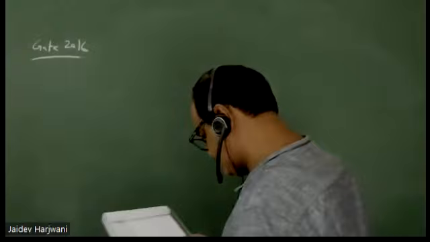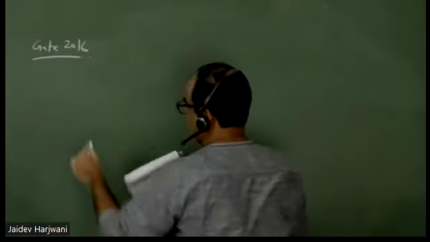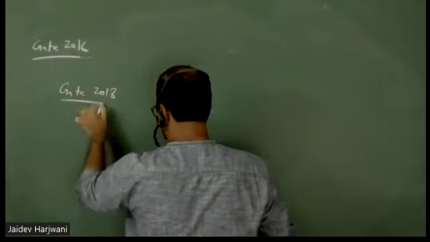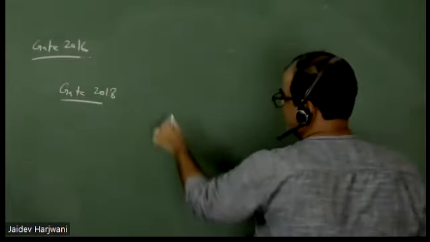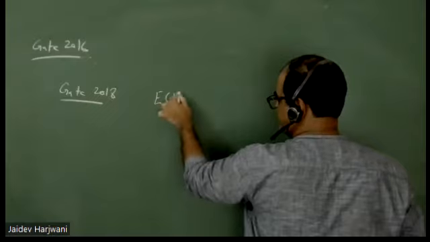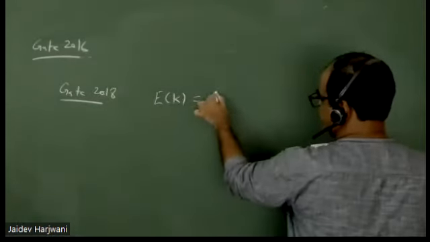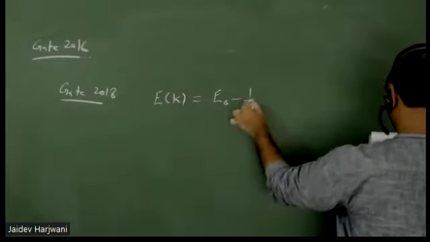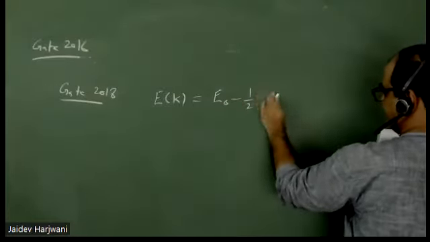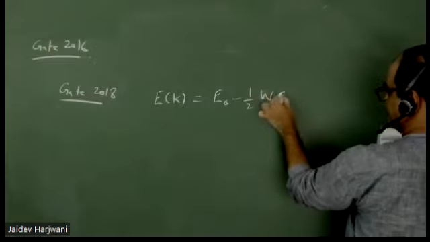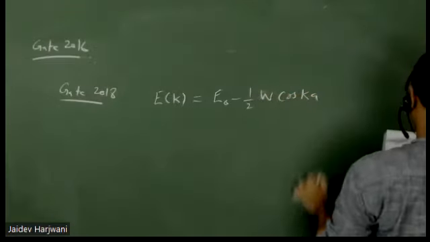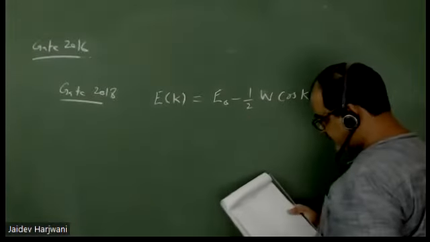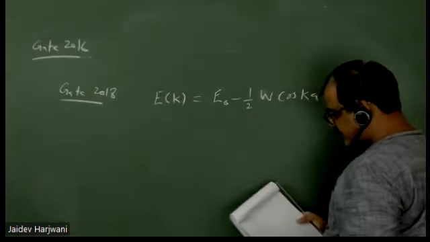So now one question from GATE 2018. The question came in 2018. They have given the E-k relation, that is E equals E naught minus half W cos k a, where W and E naught are constants. They are asking to calculate the effective mass.